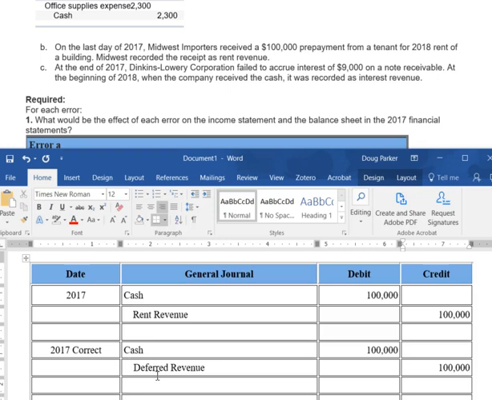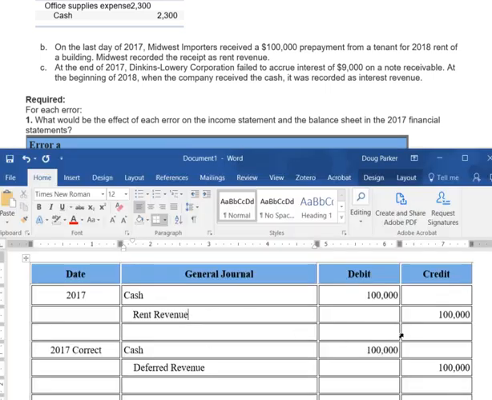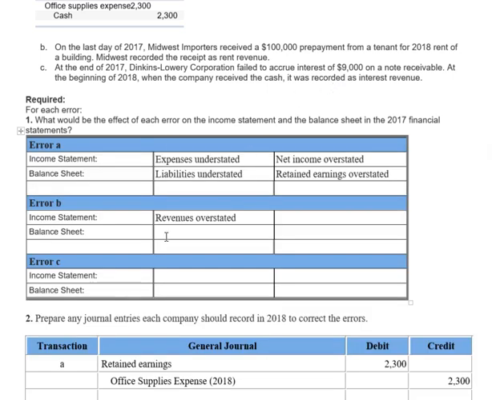So notice, what's the issue here? Well, we hit revenue in 2017 that we should not have. Okay. So from an income standpoint, our revenues are overstated. Why is it overstated? We recorded an increase in rent revenue of $100,000 that should not exist. So we recorded too much revenue in 2017. If revenues are overstated, what happens to our bottom line net income? Well, anytime revenue is overstated, income is going to be overstated the same way.